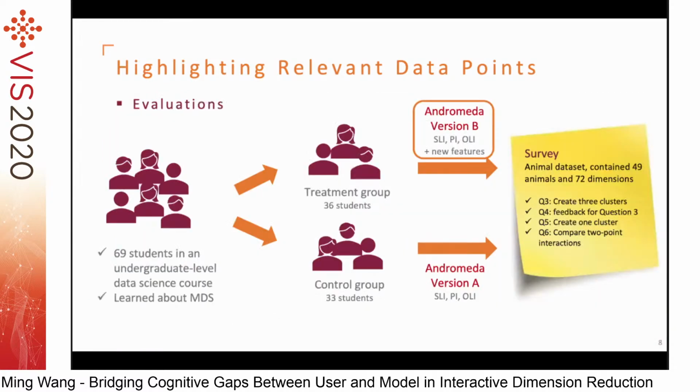To evaluate our solutions, we conducted a user study with 69 students in an undergrad level data science course, and they had learned MDS in their class. We separated them into two groups by seating location. The first group, the treatment group, we gave Andromeda version B, which has all the new features. For the control group, we gave Andromeda version A, which only enabled the basic functionalities. Then we asked them to explore the same animal data set and answer the same survey questions.